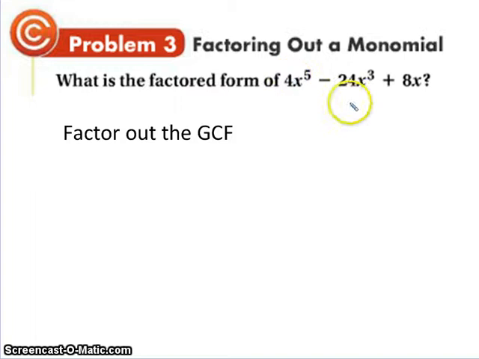Now we're going to actually factor out the GCF. Now we're actually asking for the factored form. So we look at all three numbers. We've got 4, 24, and 8. So 4 is the largest thing that goes in there. And then we have, of course, our exponent.